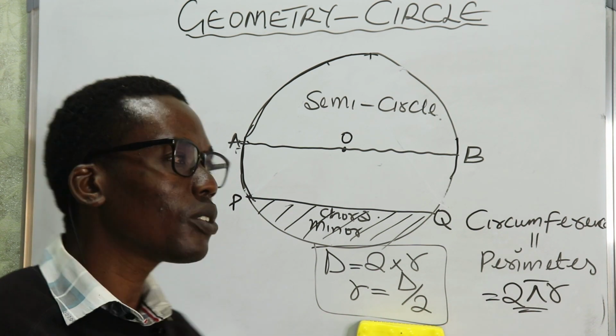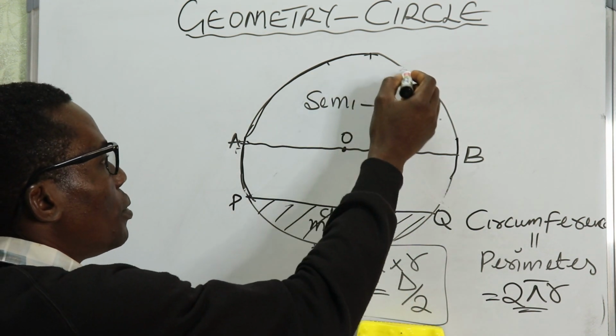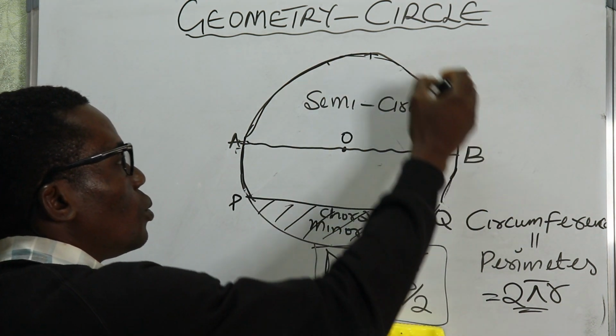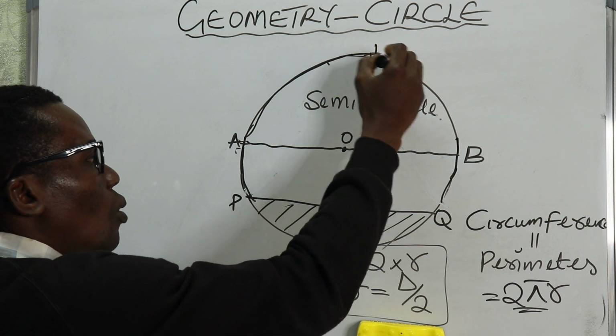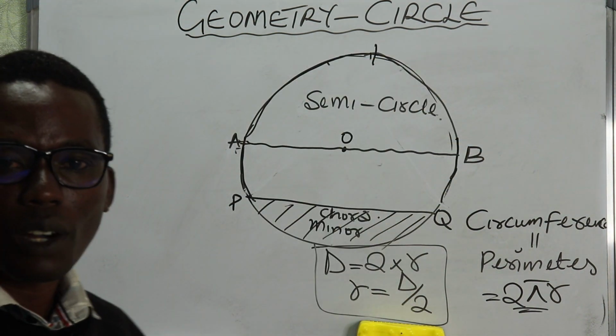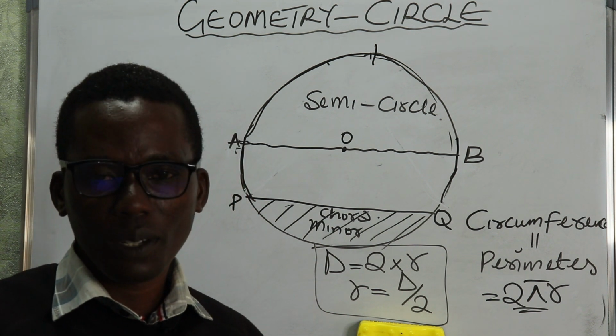So the circumference of a circle is the perimeter of the circle, going round until it gets back to the starting point. So all this part from here back to this point is the circumference of the circle.